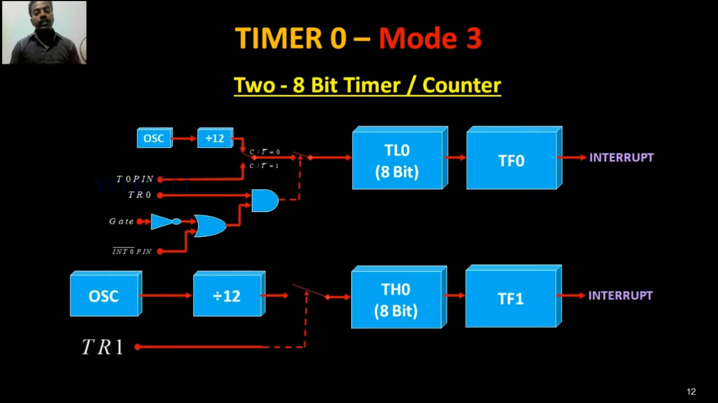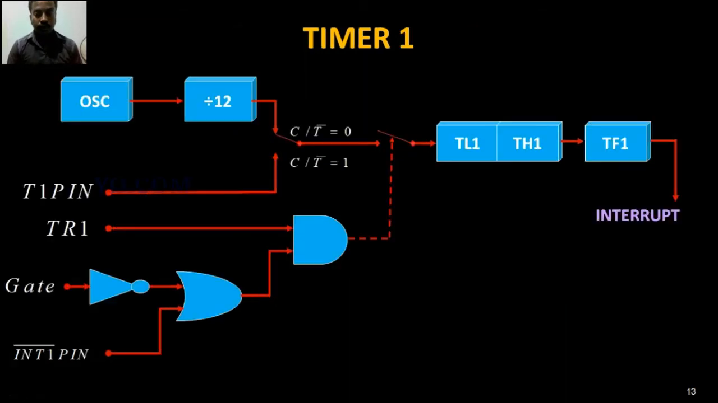In mode 3, timer 0 acts as two 8-bit timers or counters. The first 8-bit timer or counter is controlled by the timer 0 control. The second 8-bit timer or counter is controlled by timer 1 control. So it acts as two separate 8-bit timers or counters, and we can give different inputs to these timers or counters. This is timer 0 mode 3.